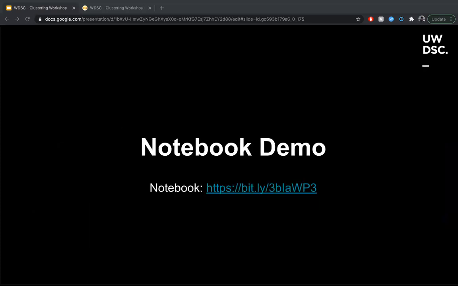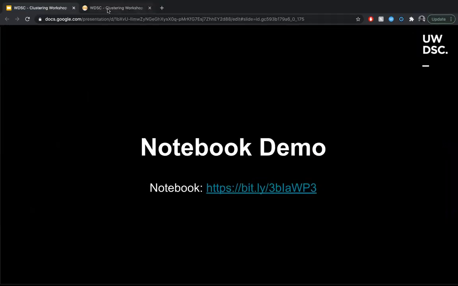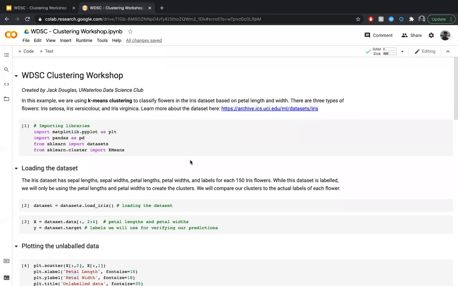So onto the demo. I've already preloaded it, and this is a very simple demo. I just wanted to illustrate the very clear and obvious use case of clustering, as well as bring your attention to some of the libraries that have clustering functions already created, so that you can apply them to your own projects.